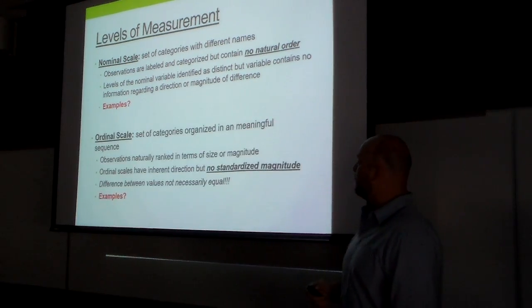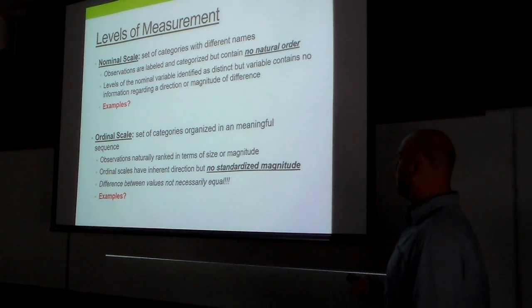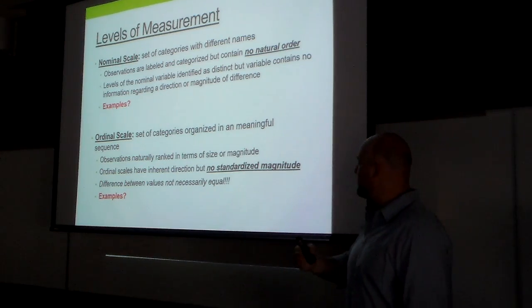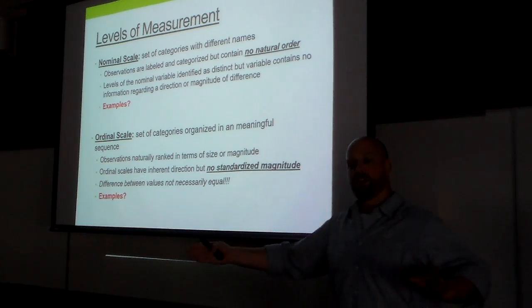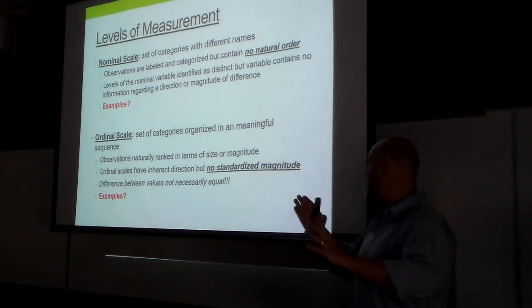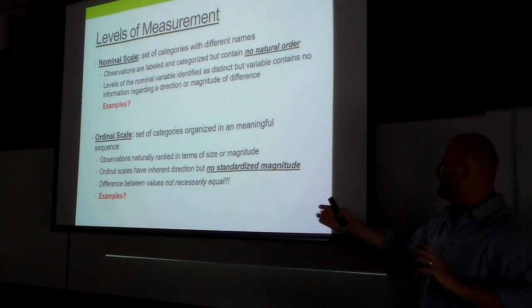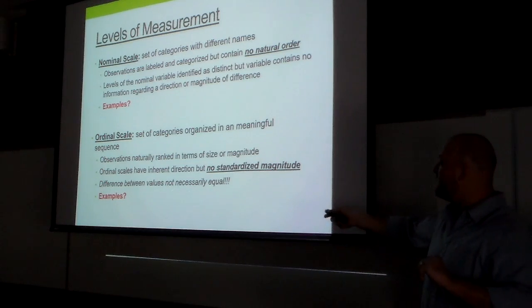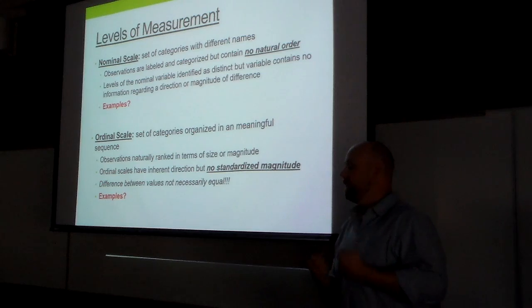This is different than our ordinal scale. Technically, our ordinal scale is also categorical data, but here we have categories organized in a meaningful sequence, okay? We rank these in terms of size, magnitude. They have inherent direction, but no standardized difference in magnitude between different steps, okay? The main thing to think about with our ordinal scale: the difference between values is not necessarily equal, right?